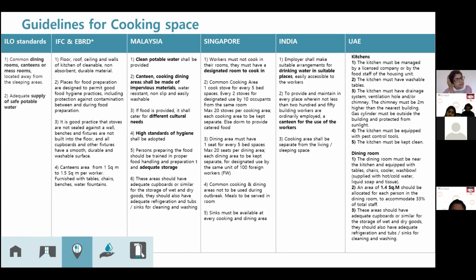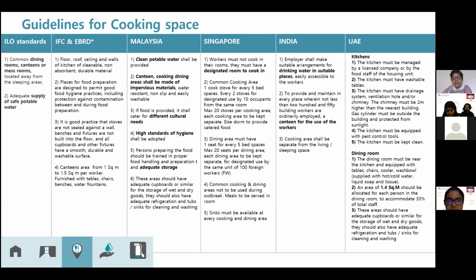How much area per person for a canteen? It ranges from 1 to 1.5 square meter per person. It should be away from sleeping areas, and there should be a sufficient supply of clean drinking water. If there is a common area, Singapore has more specific, latest laws that specify 1 cook stove for every 5 bed spaces, 2 stoves for designated use by 10 occupants from the same room. All this is more latest, which they have brought in Singapore. And how many dining seats per person and how much maximum dining, and then decentralized dining areas, all because of COVID, all this has come up.